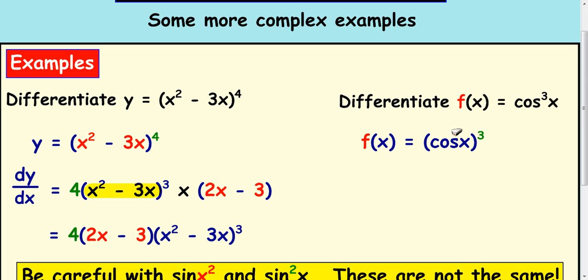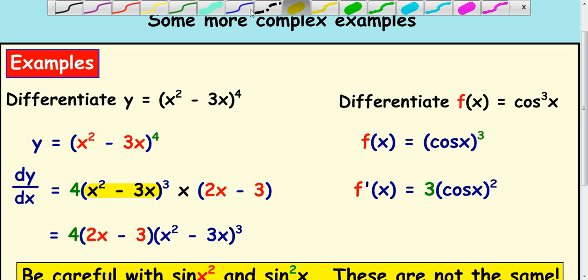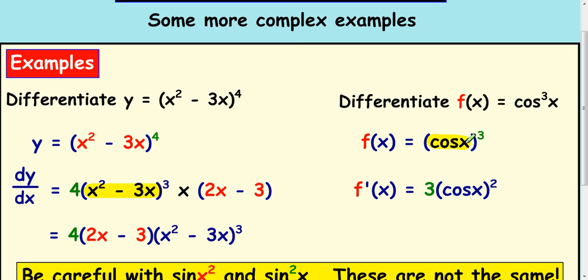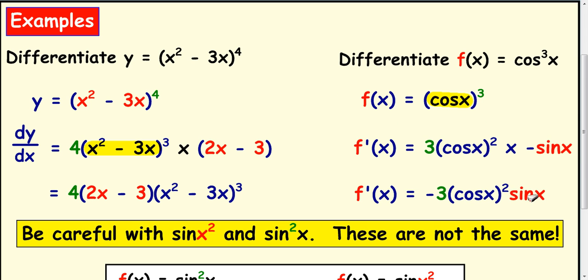So same as before, multiply down by the 3, reduce it by 1 to get a 2. So f dash x is 3 cos x and a wee 2, and then we have to multiply by the derivative of the bracket. If we differentiate cos, then you get negative sine. So if we put all this together, really what you're getting is negative 3 cos squared x sine x. You could rearrange this and put the sine x first, and you could rewrite this with a wee 2 in the middle here, cos x and a wee 2 there. That would mean the same thing.